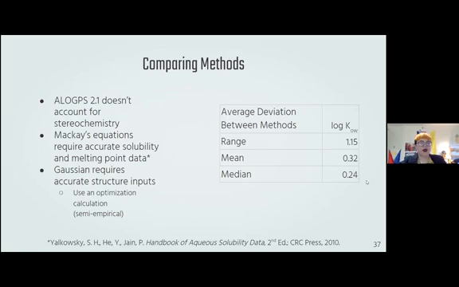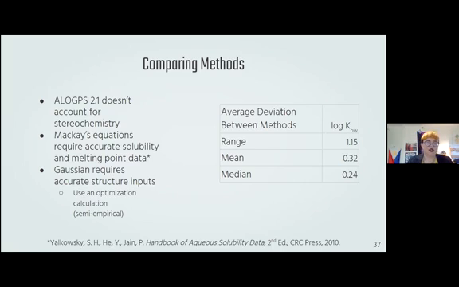So a quick comparison of the methods used. Like I've said, a lot of times now, ALOG PS 2.1 does not account for stereochemistry, which is really too bad because it's such a simple and easy thing to use. McKay's equations require accurate solubility and melting point data, which is particularly hard to find for our photochemistry and degradation products. I want to note that cited here at the bottom was my primary source for solubility and melting point data. That's primary as in most used, not primary versus secondary sources, which is the Handbook of Aqueous Solubility, 2nd edition. And Gaussian requires very accurate structure inputs.